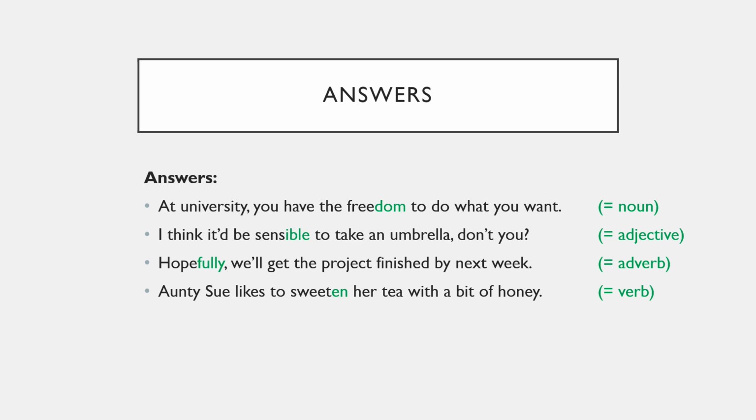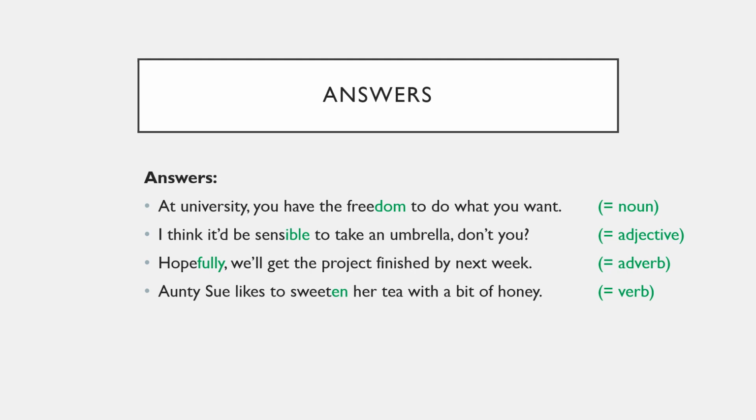So number 1, the suffix dom is a suffix used in many nouns. Other examples are wisdom, boredom, and kingdom. Number 2, the suffix ible is used almost exclusively with adjectives. Other examples are responsible, flexible, and incredible.